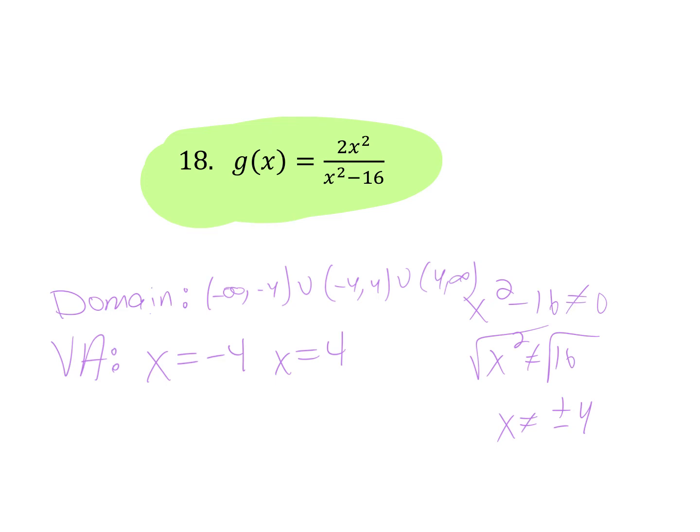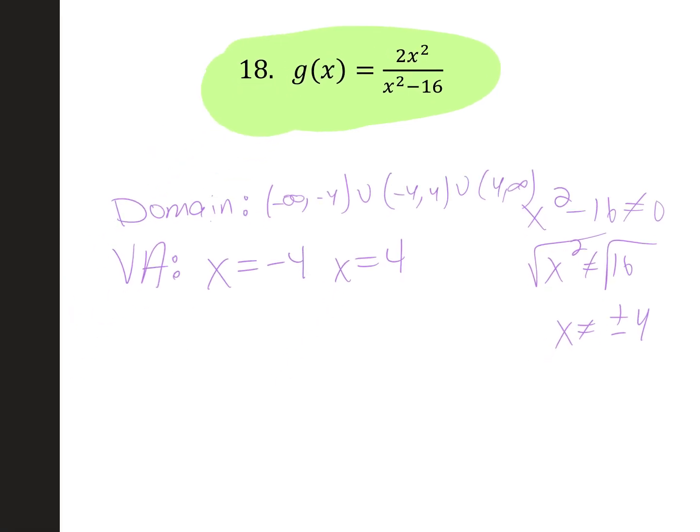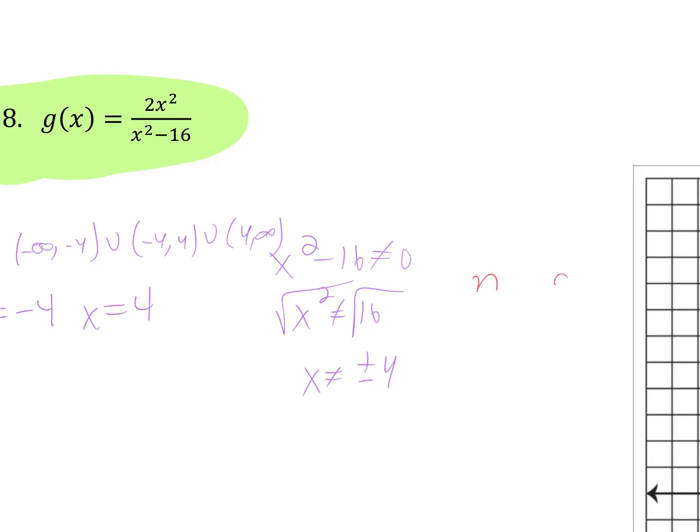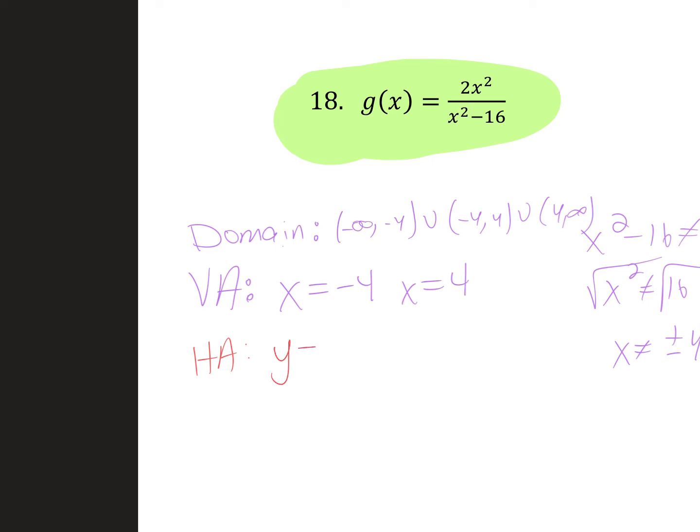Very good. Now, if we're going to next talk about our horizontal asymptotes, we compare the degrees of the numerator and the denominator. What is the degree of the numerator? What's the degree of the denominator? It's the highest exponent. 2 and 2. What is the comparison there? Equal. So I know my horizontal asymptote is y equals the leading coefficient of the numerator over the leading coefficient of the denominator. What is the leading coefficient of the numerator? 2. What's the leading coefficient of the denominator? 1. So your horizontal asymptote is at y equals 2.